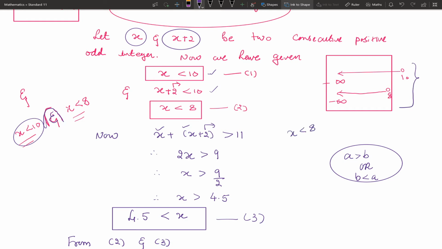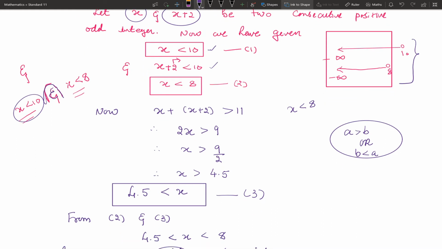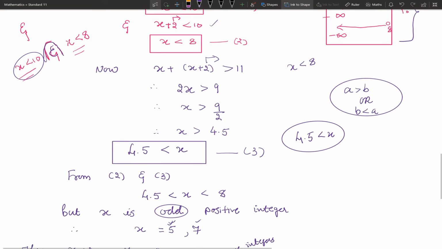Now it is given that the sum is greater than 11. So x plus x plus 2 greater than 11. Let us solve this inequality for x. Transfer this 2, so 2x greater than 9. So x greater than 9 by 2, that is 4.5. So whether we write x greater than 4.5 or, at the same time, we can write 4.5 is less than x. So 4.5 less than x less than 8.